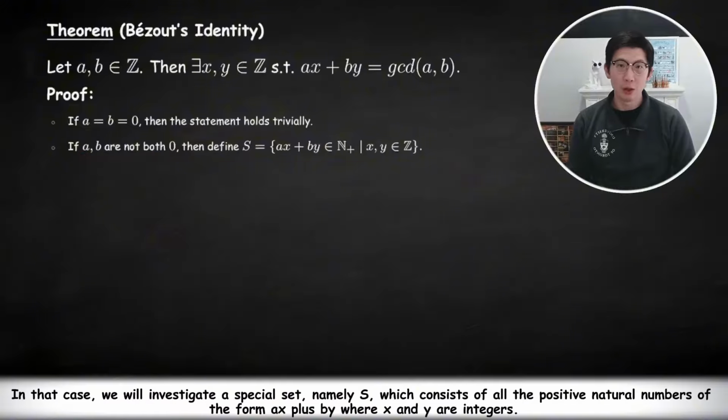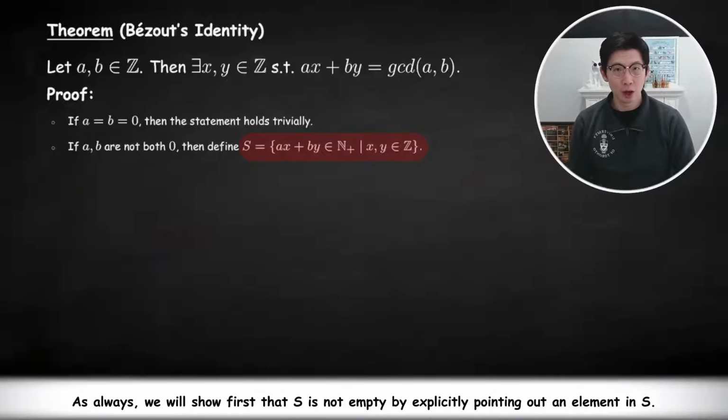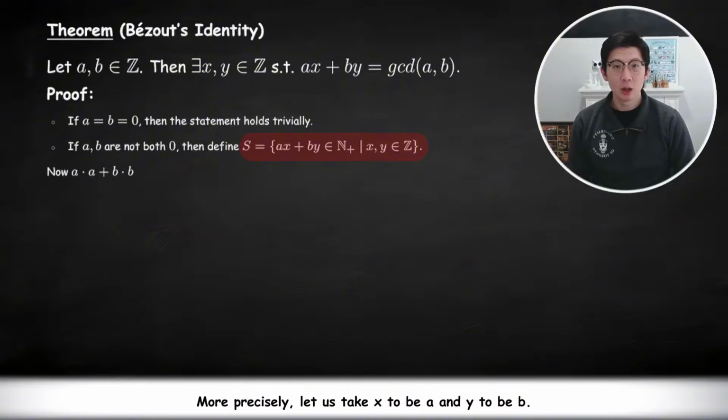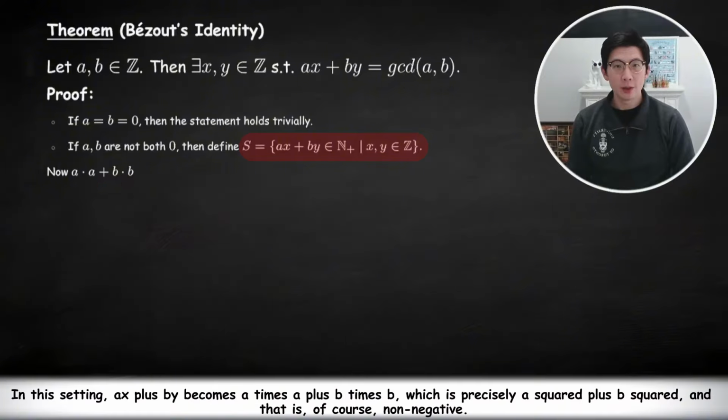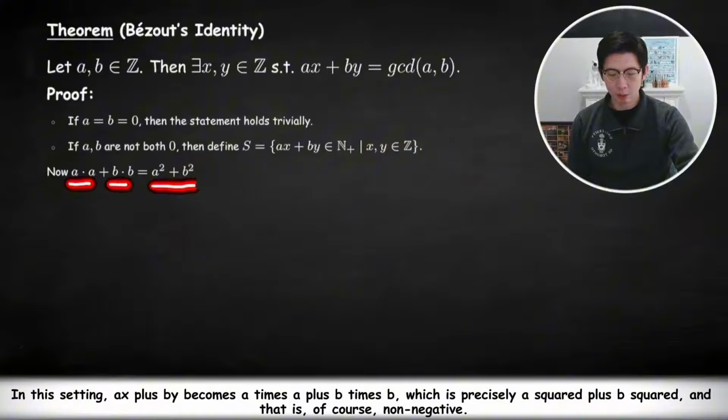In that case, we will investigate a special set, namely S, which consists of all the positive natural numbers of the form ax plus by, where x and y are integers. As always, we will show first that S is not empty by explicitly pointing out an element in S. More precisely, let us take x to be a and y to be b. In this setting, ax plus by becomes a times a plus b times b, which is precisely a squared plus b squared, and that is, of course, non-negative.